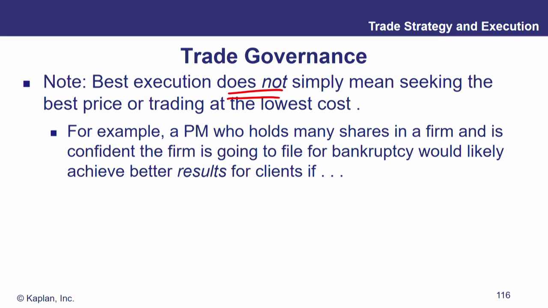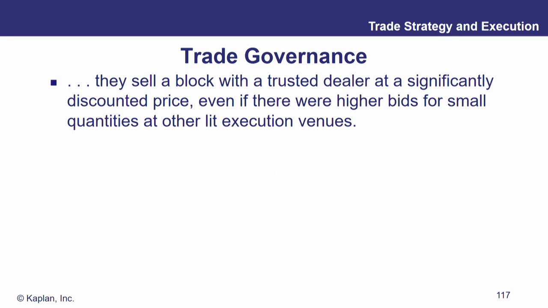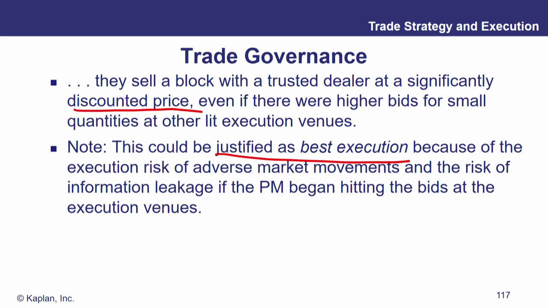Okay, so let me give you an example. Let's say I'm a portfolio manager, I have a lot of shares in a firm, and I just now realize that this firm is going to go bankrupt. So it would likely achieve better results if I would rather sell this block with a trusted dealer at a significantly discounted price, even though there were higher bids for small quantities at other execution-lit venues. Now, this could be justified as best execution because the execution risk for adverse market movements was so high, and also this could have shown information leakage. If I kept hitting the bids, this would show up on computers and technology and algorithms, and I would end up selling in a market that's falling, which isn't going to help me.